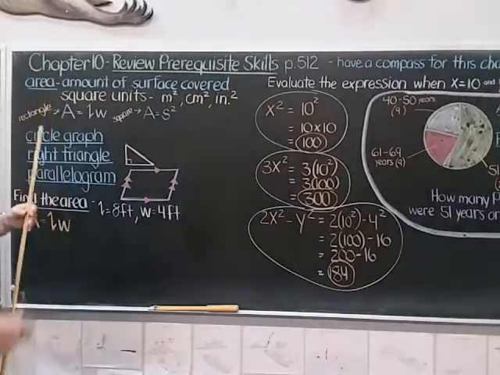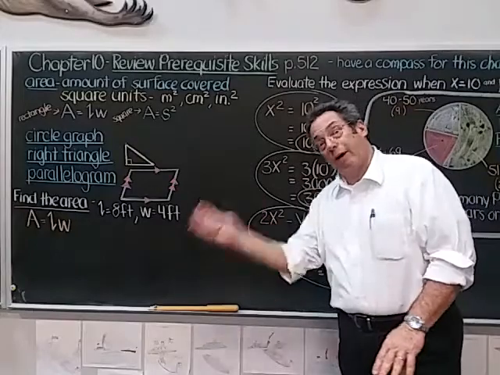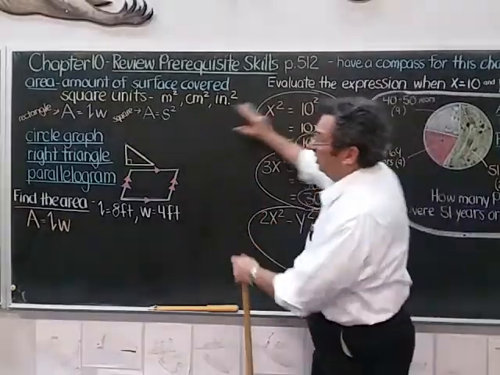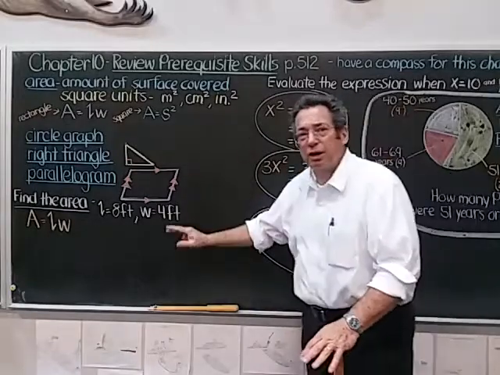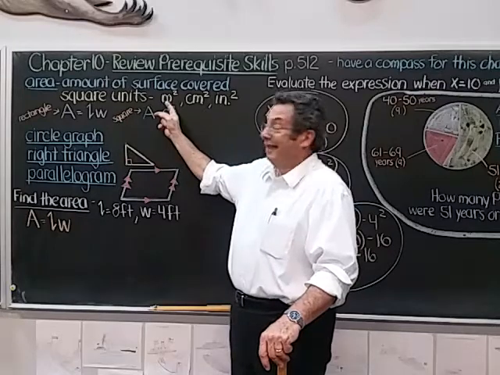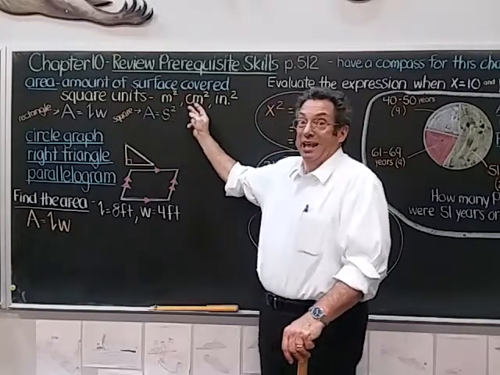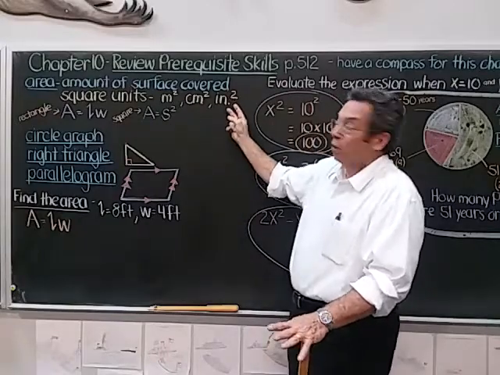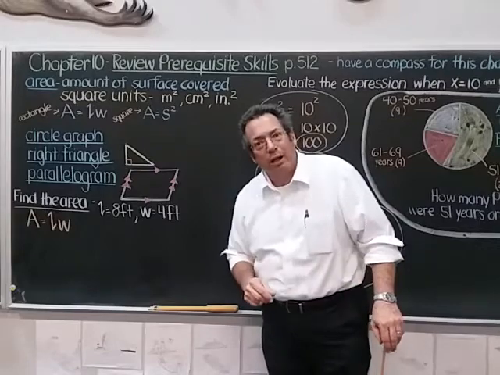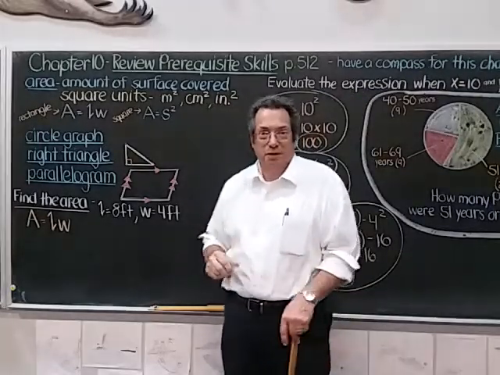All right, first off, one of the things that we need to review is about area, because we're going to be talking about the area of a parallelogram, area of a circle, area of a triangle. What we mean by area is the surface that's covered, the amount of surface covered. And you always measure area in square units, such as 20 square meters, 20 square centimeters, or 20 square inches. So whenever you give your answer for an area, make sure you have an exponent of 2 over the measure, right?